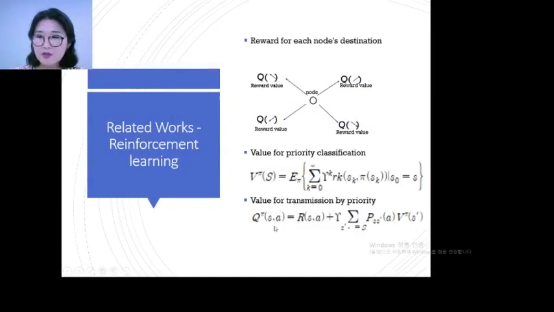The following equation is an equation for the Q value to determine the transmission priority. Transmission probability is calculated and expressed as Q. Transmission probability P, and it can be seen the state, rewards, and action all determine the Q value. R(S, A) means the reward value when action alpha is taken in state S.